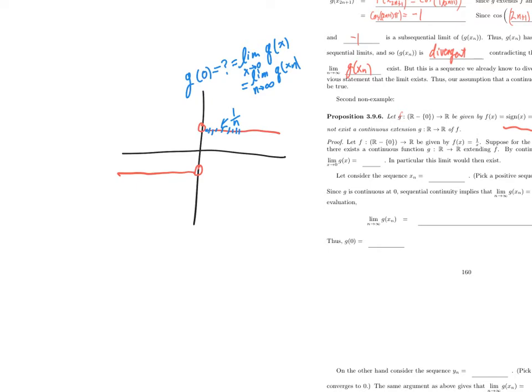It'll be 1. Here's another sequence of inputs. x sub n equal to negative 1 over n, I guess, would do the trick. Well, look at that sequence of inputs. What does it converge to? Well, it converges to 0. So if g of 0 exists, g of 0 has to be the same as the limit of that sequence, let's call that one y sub n. Well, that means that g of 0 has to be 1 and has to be negative 1, but it can't be 1 and negative 1, so it just can't exist.